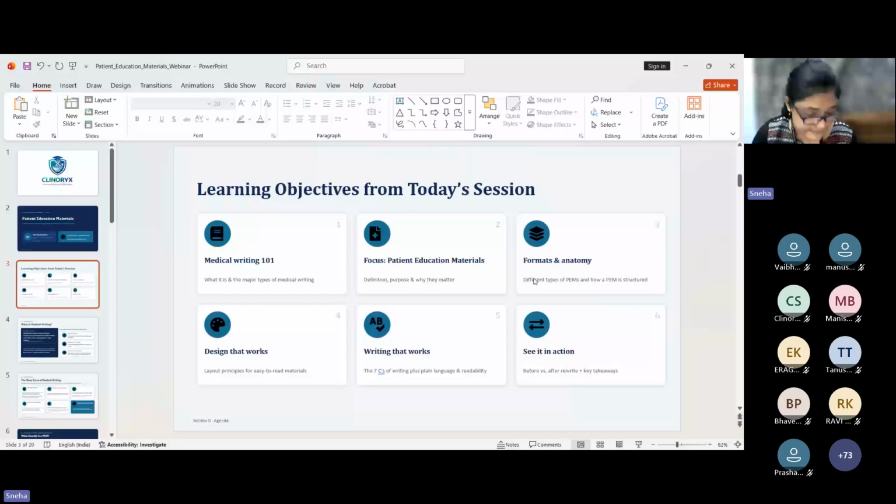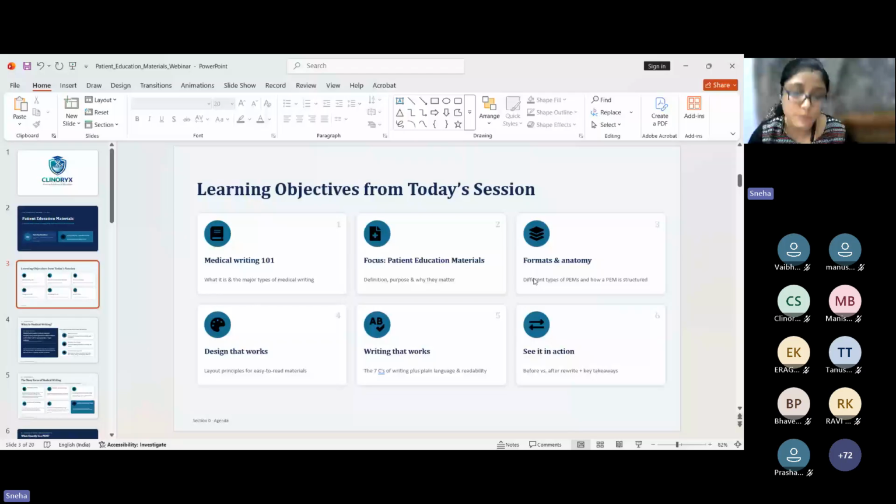The design that works, like layout principles for easy-to-read materials, because the name itself is suggestive of a lot of things. As I say, patient education material has to connect with the patient also. So designing your article, or whatever you write, is equally important, along with the content that you provide in your article. Now, writing that works: how will you understand that this is the writing that can be published, or that really can connect with people?